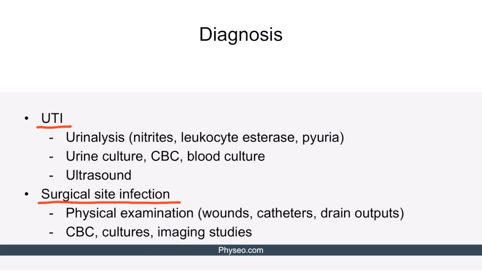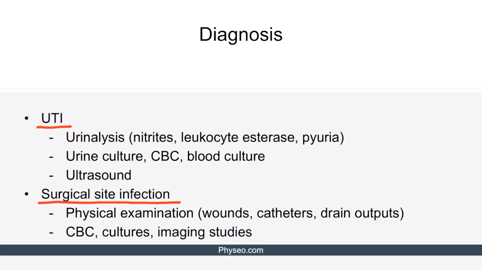Now let's talk about how you diagnose a UTI and surgical site infection in the case of early postoperative fever. So first, urinalysis is obtained to check for nitrites, which can indicate the presence of bacteria. And the urine is also checked for the presence of leukocyte esterase, and that's just a marker of leukocytes. And on that note, the presence of more than 5 to 10 leukocytes in the urine is known as pyuria, and that's highly suggestive of a complicated urinary tract infection.